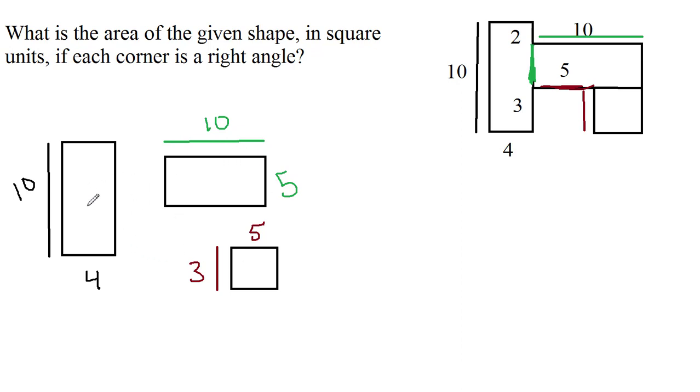So it's length times width, so we would multiply 10 by 4, giving us the area of 40. Then for this rectangle, 10 multiplied by 5 gives us 50, and 3 multiplied by 5 leaves us with 15. These are the areas of each rectangle, and together gives us the area of the total shape. 50 plus 40 plus 15 leaves us with 105 units squared. Because they don't give us a unit, I'm just writing units squared.